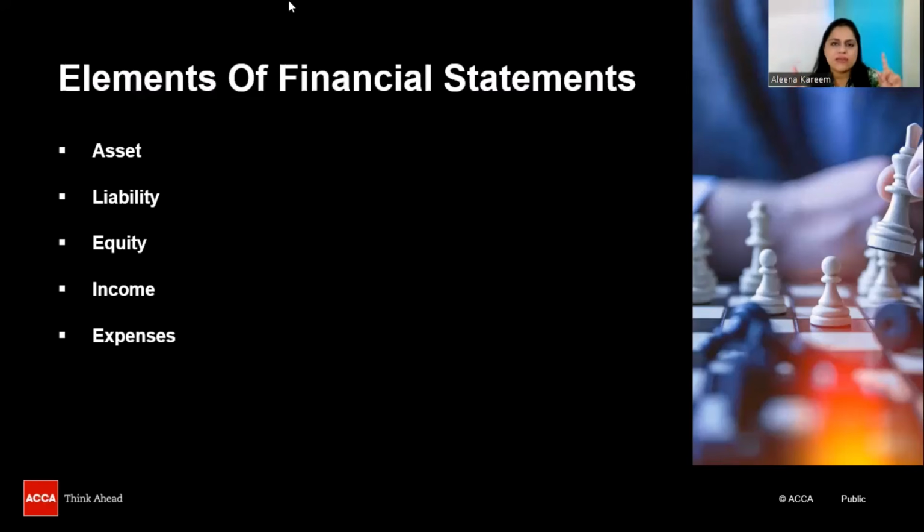So it all comes down to it being an economic resource which is being controlled, and a past event needs to be there. So that economic resource part is very important. Now, let's come to the next part, which is related to liability. It says that a present obligation of the entity to transfer an economic resource as a result of the past event. Now, once again, we are talking about an economic resource.